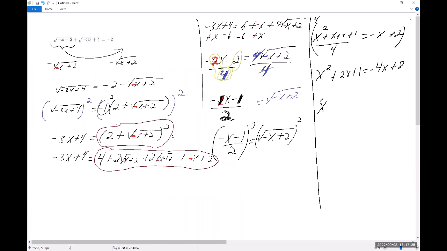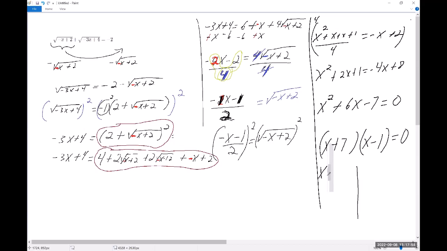Which is x squared plus 6x minus 7. That would be x plus 7, x minus 1.